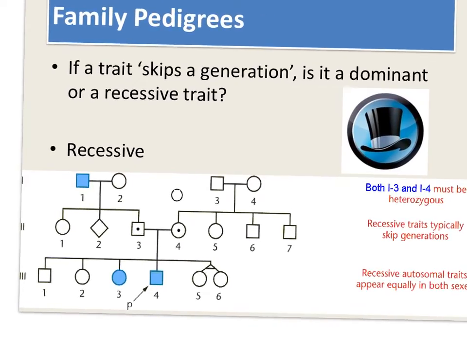If a trait, that means the phenotype, skips a generation, is that allele dominant or recessive? Okay?